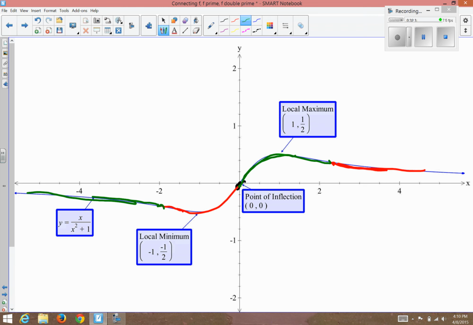Concave up is where the tangent lines are below. Concave down is where the tangent lines are above.